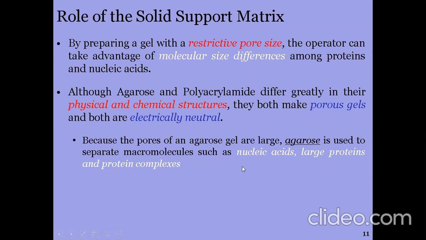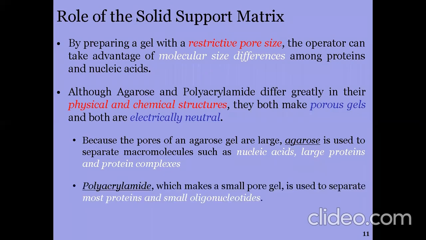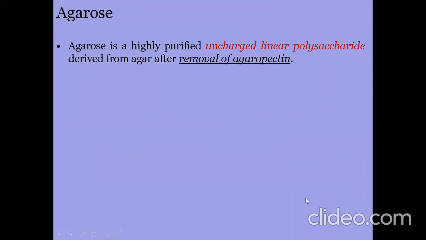So if you have protein complexes, like a combination of proteins, you need to opt for agarose gel. But if you have simple smaller proteins, go for polyacrylamide gel, because in polyacrylamide gel the pore size is smaller. And polyacrylamide, which makes a small pore gel, is used to separate most proteins and small oligonucleotides, and that's it.